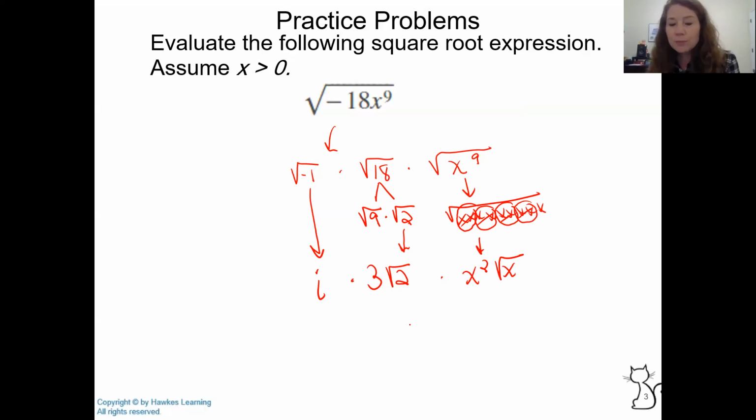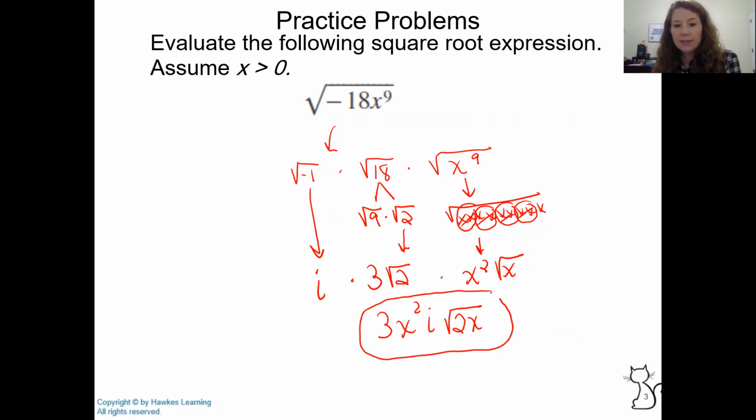So we're going to put all this together, right? We multiply everything outside the radical: i times 3 times x squared. So we have 3x squared i. And then what goes under the radical is the square root of 2 times x, which is 2x. And that's how we would write our final answer.